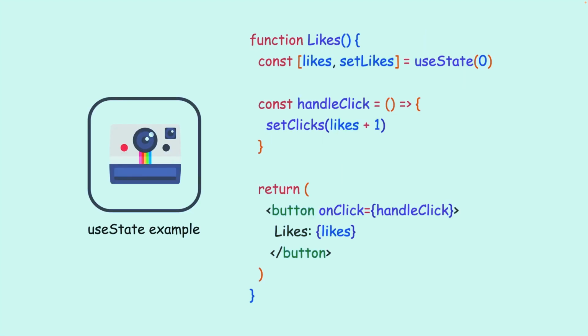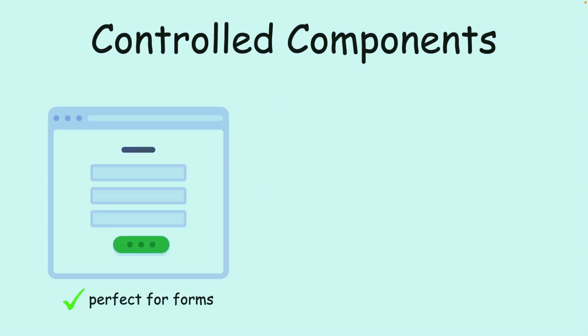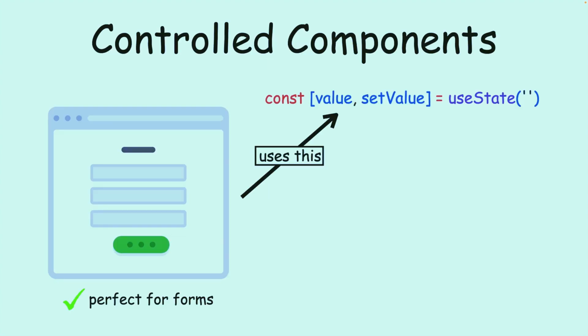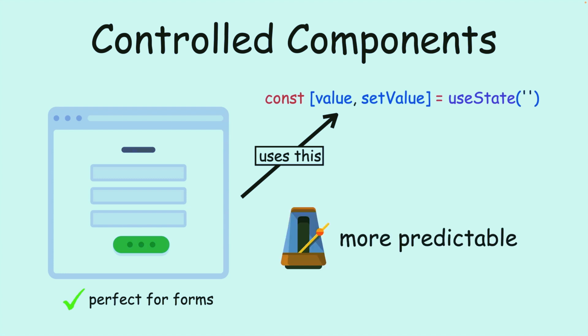Using our button example, we could also update the number of times the button's been clicked with the update function, setClicks, and display it in the button with the state variable likes. Controlled components use state values to have more predictable behavior.